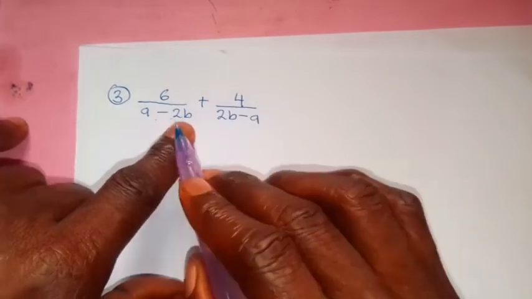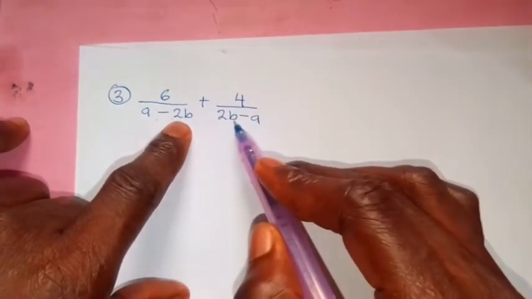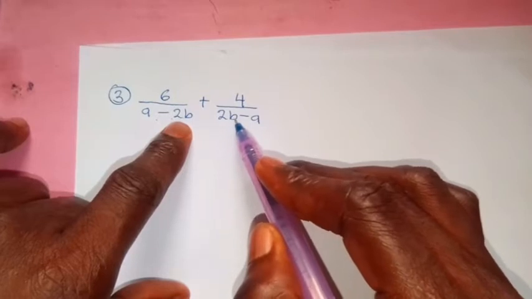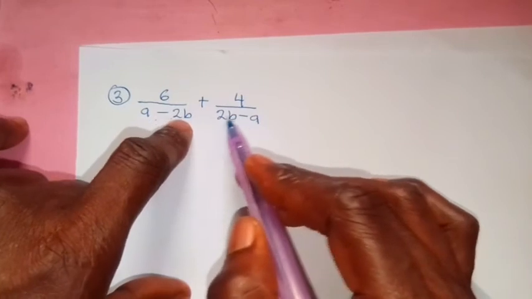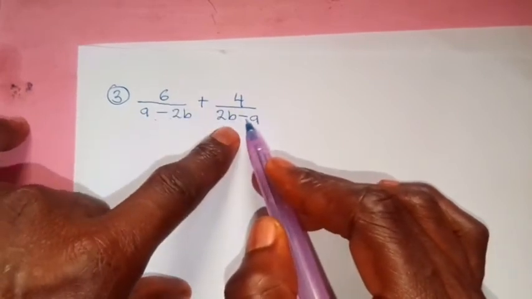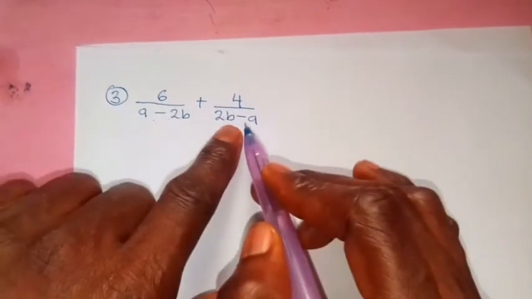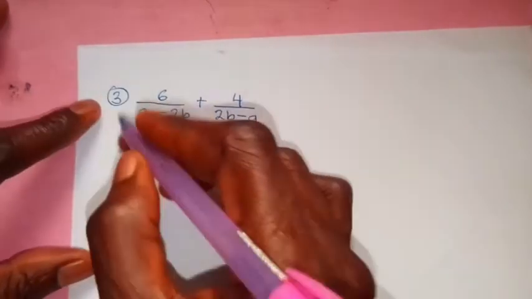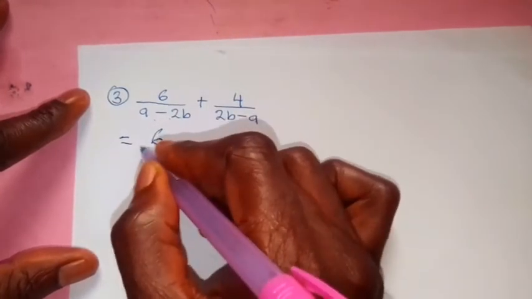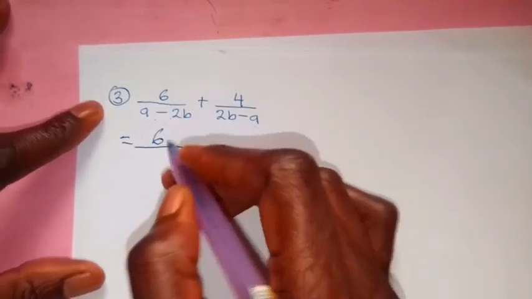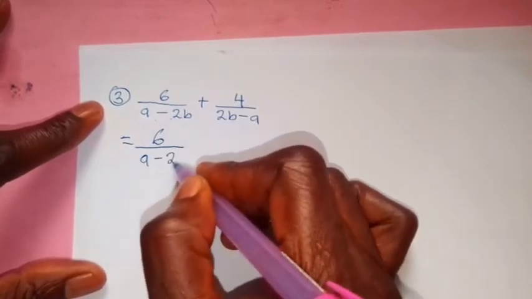The next term in the first denominator is minus 2b, and in the second denominator we have 2b, which means they are opposites too. Since one denominator contains the opposite of what we have in the first one, we have to resolve that. How do we resolve that? Here's how we'll go about it. We introduce our equality sign. Here we write our 6, we rule our line, and then we write out this first denominator, a minus 2b.